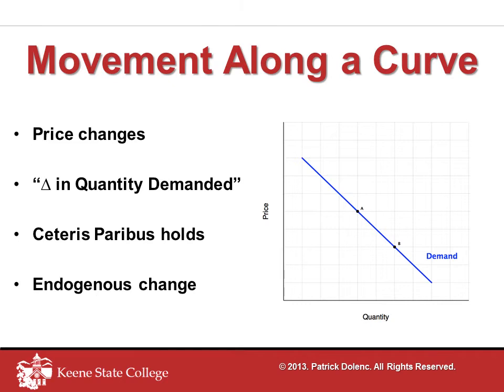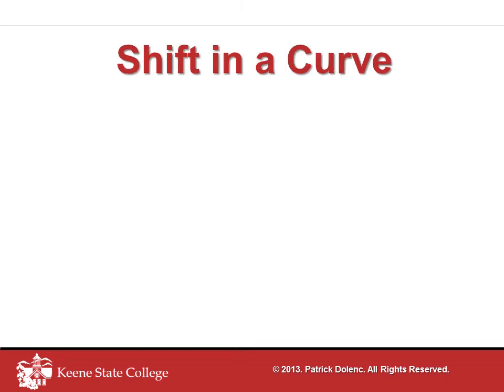Let's talk about the second category. The second category is known as a shift in a curve. When we refer to a shift in the curve, we are more specifically thinking in terms of one of the determinants that were assumed to hold still, one of those determinants actually changing. When economists are describing a shift in a curve, we use the phrase, quote, a change in demand, unquote.